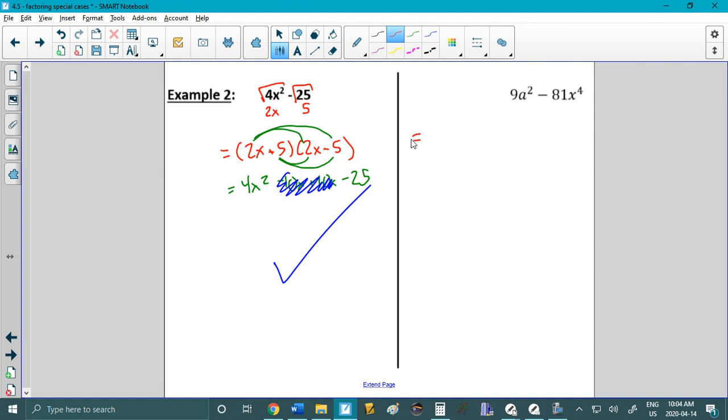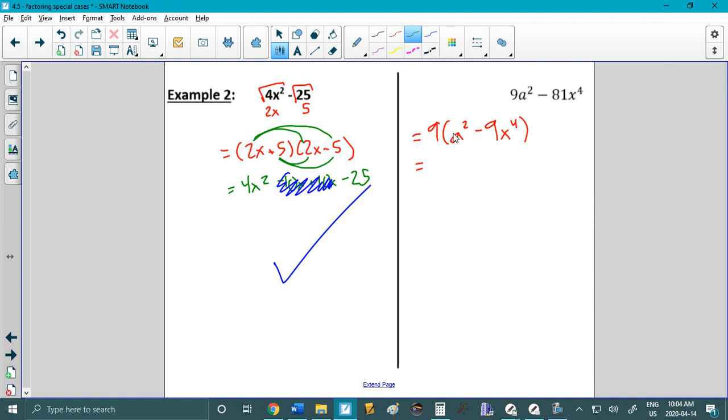All right, so if you're going to do it, pause it now. All right, so what can I take out of both? Well, I can take a 9 out of both. And I'm left with a squared minus 9x to the 4. And then after we common factor, we always look in the brackets and say, hey, can I factor that anymore?